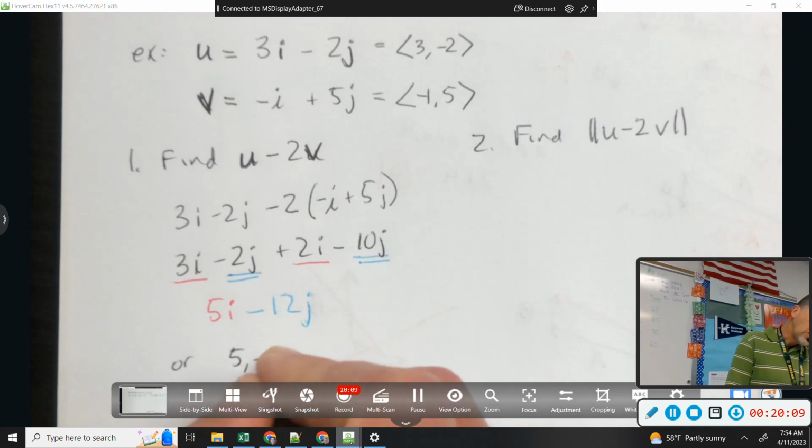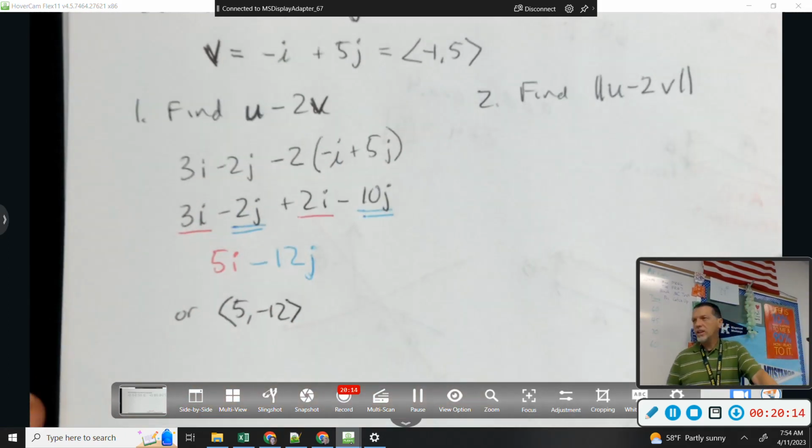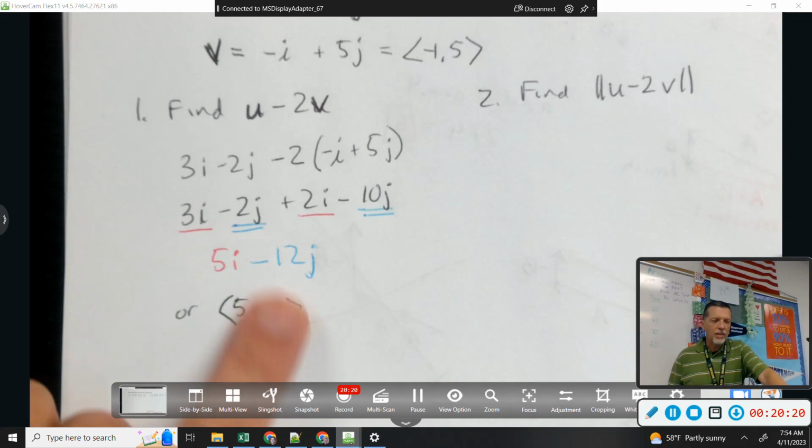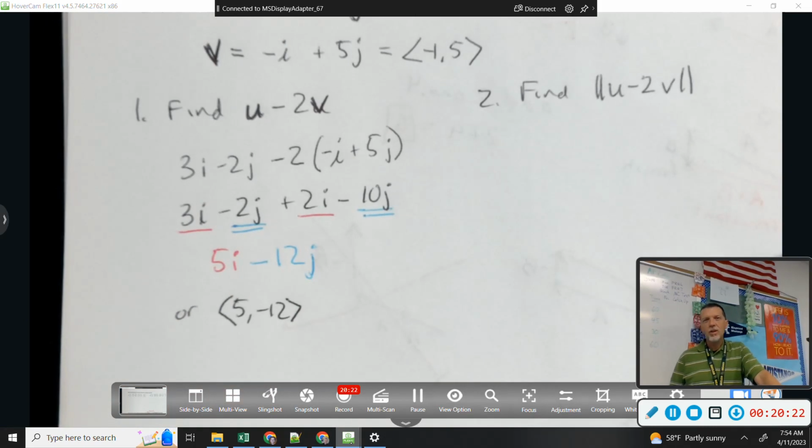If you liked it the other way, or if you wanted to work it the other way, then your answer might look like 5, negative 12 in the pointy brackets. And I'm okay with either one. Like that's the same thing. To me, that's really easy to tell. So if you've got a preference, then go with your preference.